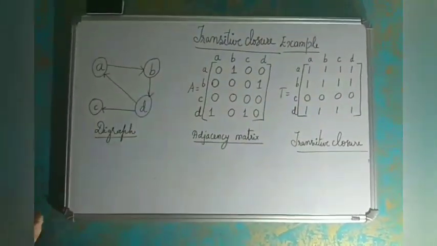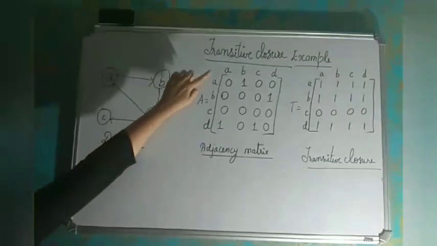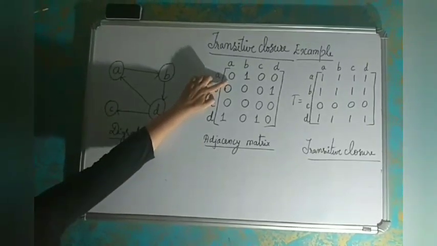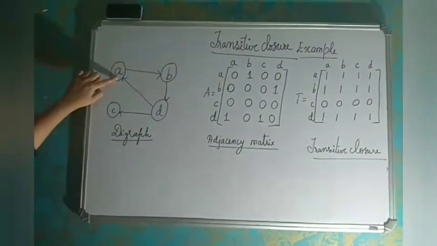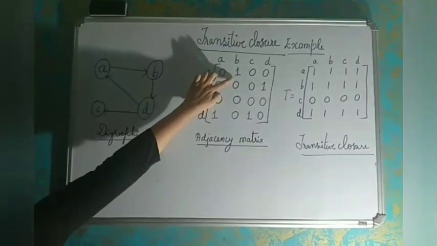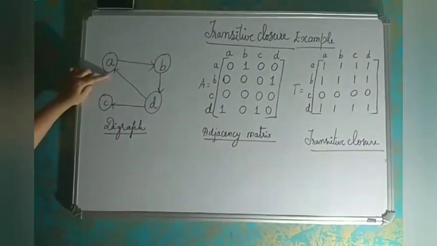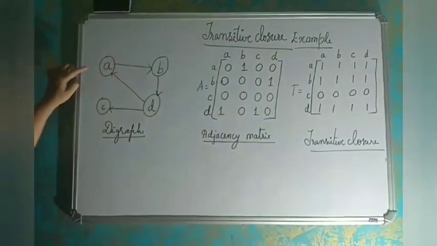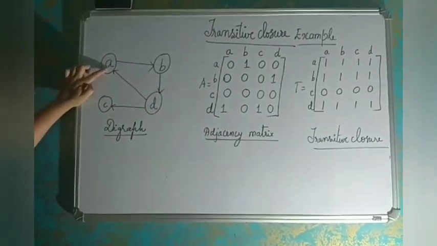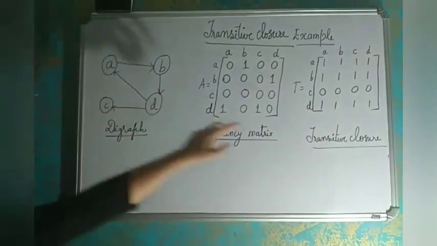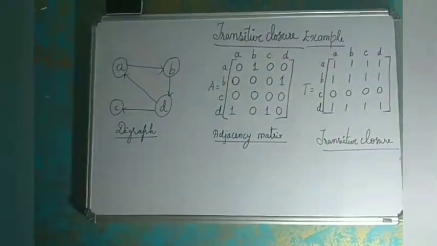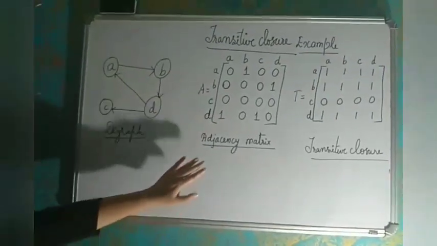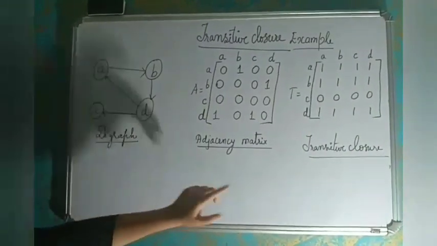If you take the first row, A to A, there is no edge from A to A, so the entry is 0. There is a directed edge from A to B, so the entry is 1. There is no edge from A to C, so the entry is 0. There is no edge from A to D, that is why the entry is 0. Similarly we have the second row, third row as well as the fourth row. So this is the adjacency matrix. Next is the transitive closure.